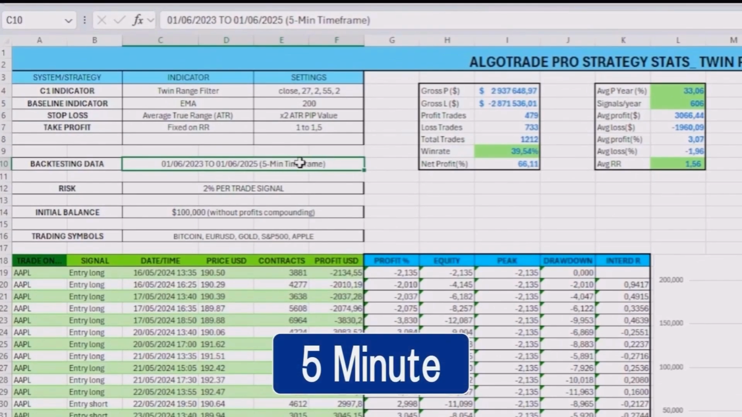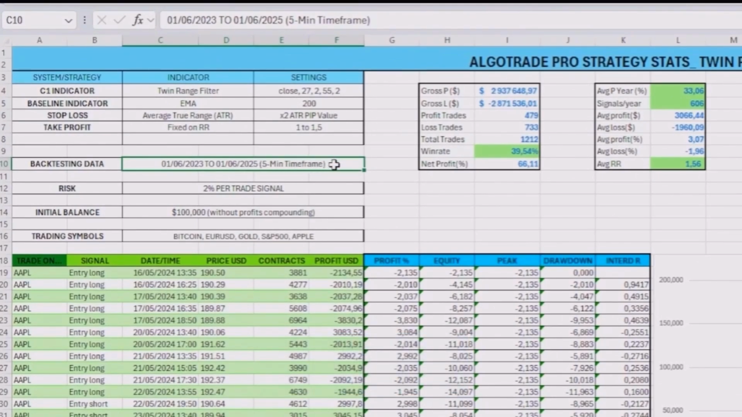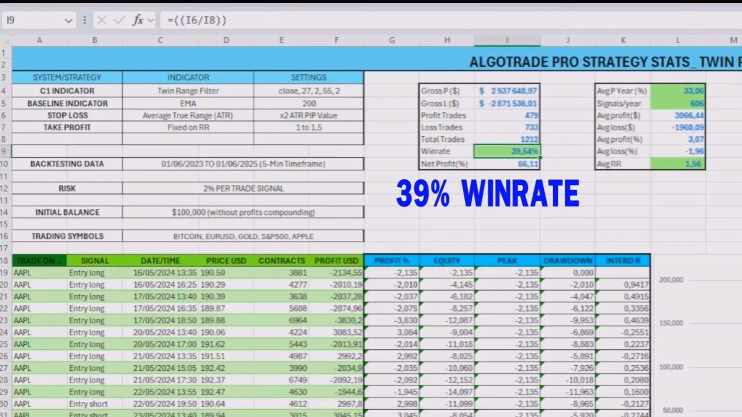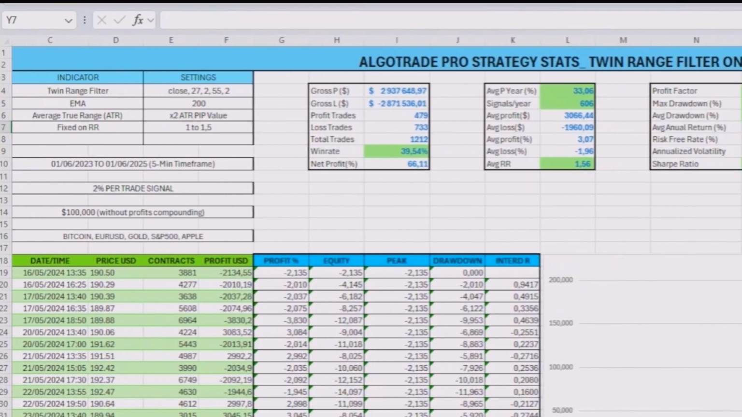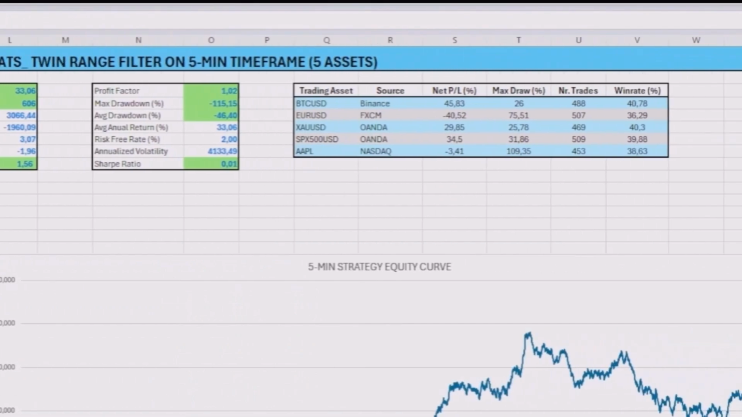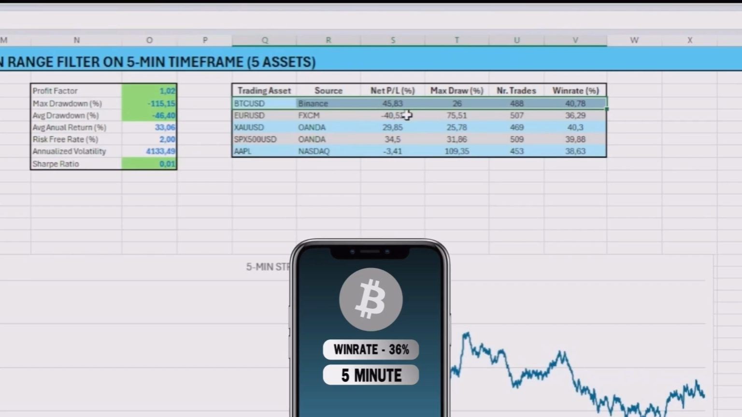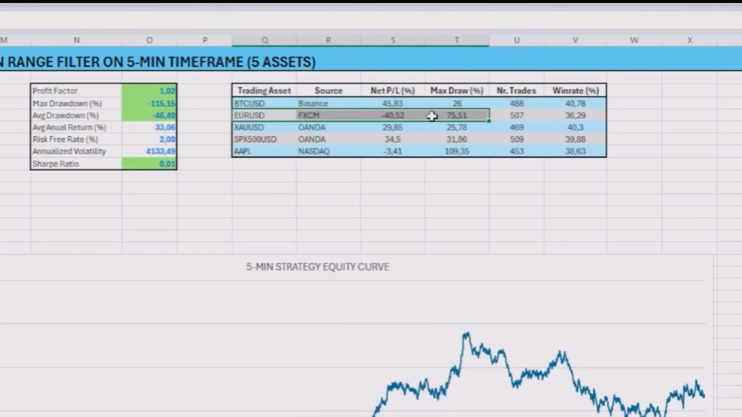Starting with a 5-minute time frame, this was actually the weakest performer of the group, but still ended in the green. The strategy achieved a net profit of 66% with a win rate just under 40%, which is still respectable for a raw breakout system. Looking at the assets table, Bitcoin came out on top, while Euro USD dragged down the average.